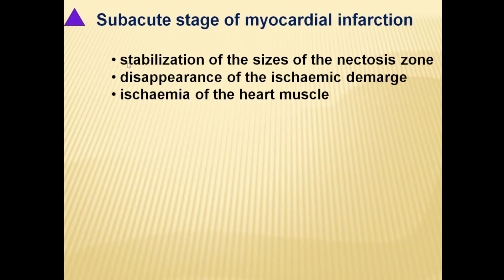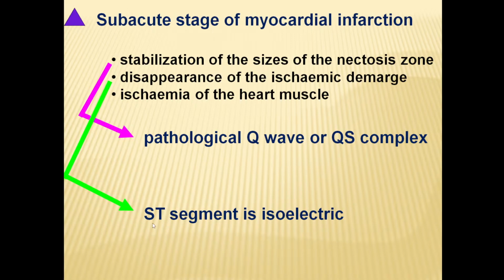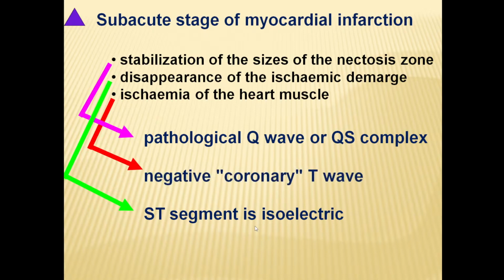First of all, on the ECG there will be a sign of stabilization of the necrosis zone. As a result, there will be gradual disappearance of ischemic damage, because you understand necrosis may follow damage. If the damage stops, necrosis also does not follow. And ischemia of the heart muscle will halt because the process is not completely finished. How can we know about stabilization of the necrotic zone? The depth of the Q wave or QS complex does not progress. Ischemic damage disappears because the ST segment gradually comes back and after some time becomes completely isoelectric. And the T wave holds its ischemic characteristic.